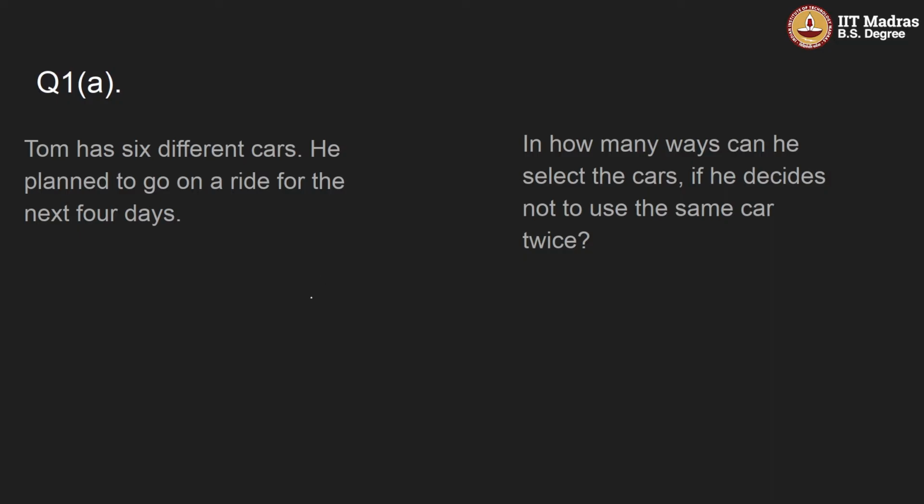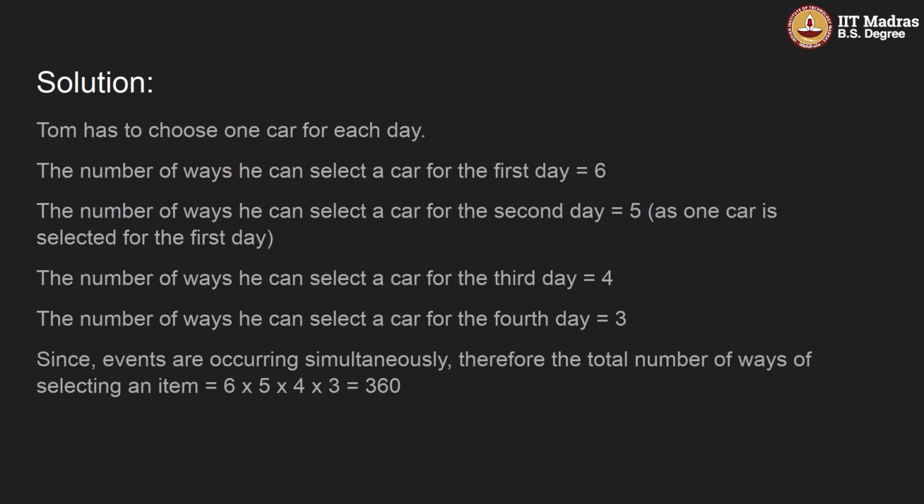So how many cars are there? There are 6 cars. And for how many days is he going? 4 days, correct? So the question is, how many ways can he select the cars if he decides not to use the same car twice? That means that for the 4 days he is going to select a different car for each day, correct? He is not going to repeat it. So the solution is, Tom has to choose one car for each day.